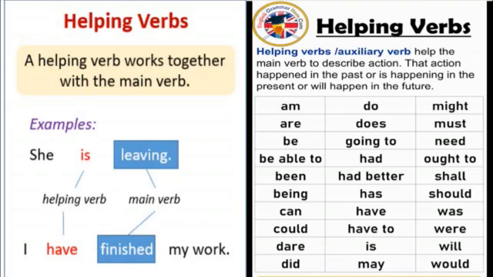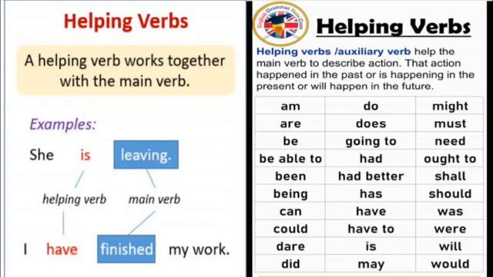The next example. I have finished my work. Again, finished is the action here in this sentence. Before finish comes the helping verb. And here the helping verb is have. So remember, helping verbs, okay, they are also known as auxiliary verbs. Now, they help the main verb to describe an action.